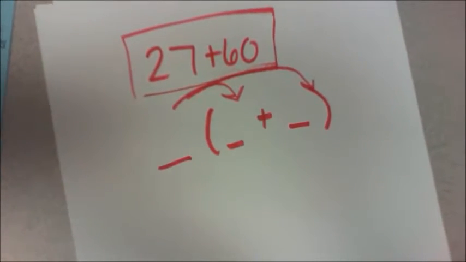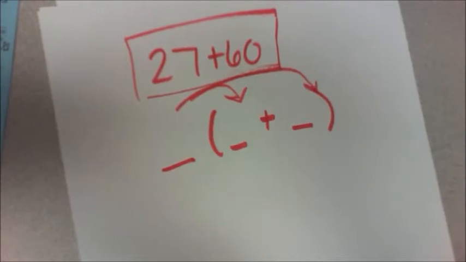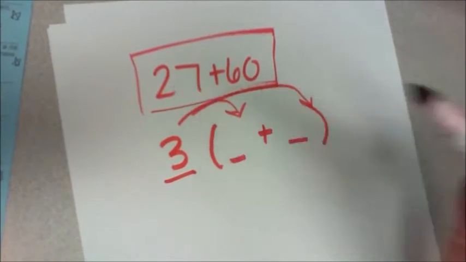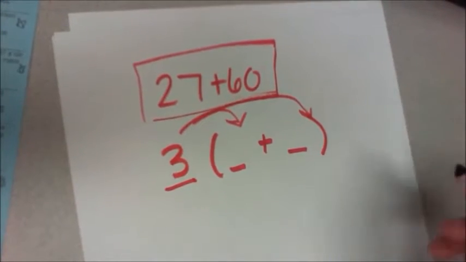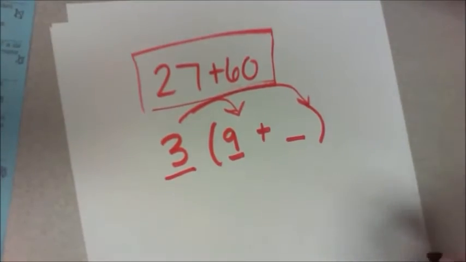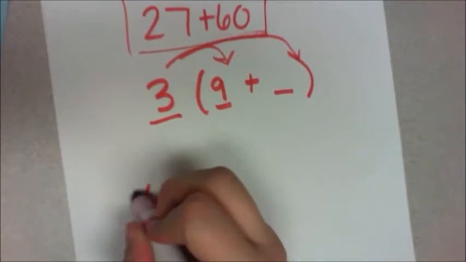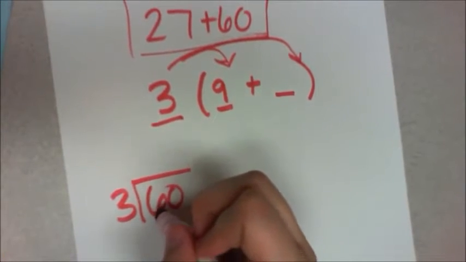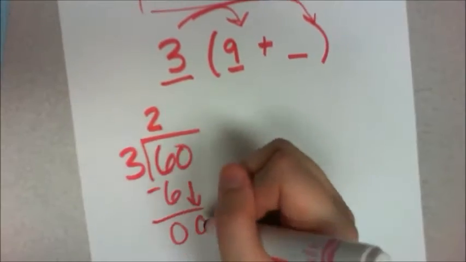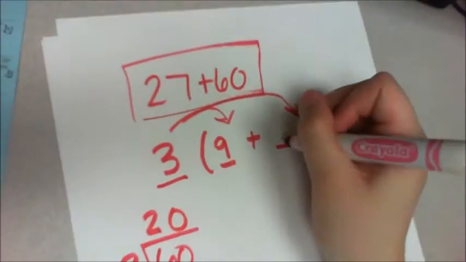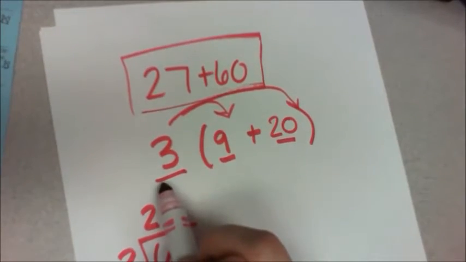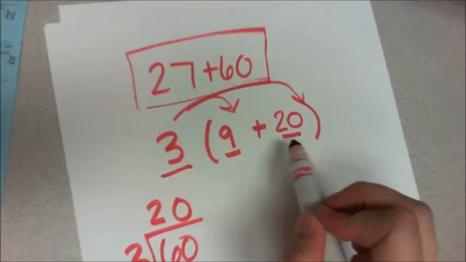I know 3 will go into both of them, so let's go with 3. 3 times what number will get me 27? 9. To get to 60 is a little more complicated. So if you need to divide, that's fine. 3 goes into 6 2 times, subtract, bring down, 3 goes into 0 0 times. So I can express 27 plus 60 as 3 times the quantity of 9 plus 20.